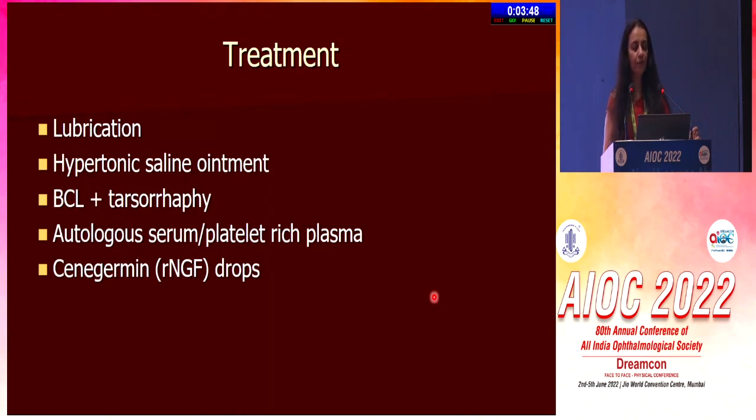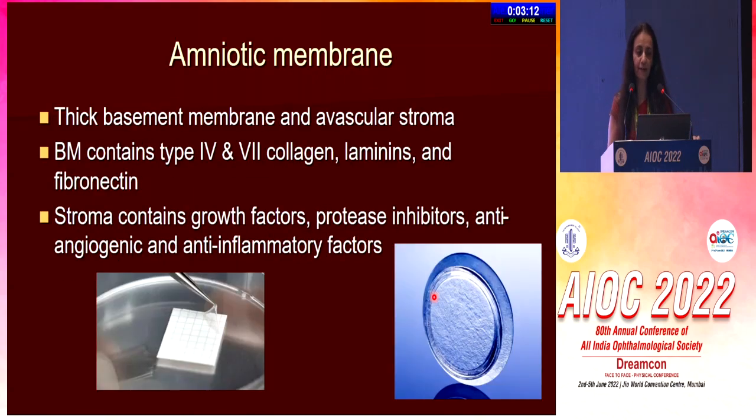How do you heal any other neurotrophic ulcer? You want to lubricate, just to put lubrication in there to diffuse the growth factors that they might have. Bandage contact lenses, hypertonic saline, and then of course things like autologous serum, which will give you serum-based growth factors in the eye, so that'll help it heal. There's epidermal growth factor, there's IGF, and then of course in the US, I don't know if it's available in India, we have the recombinant nerve growth factor drops that can be used to help the epithelium heal. Very, very expensive, very hard to use, but they are effective.